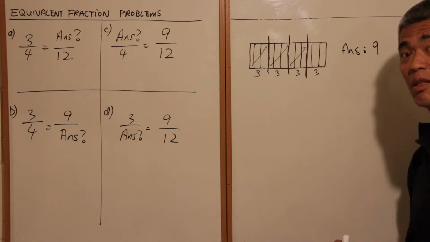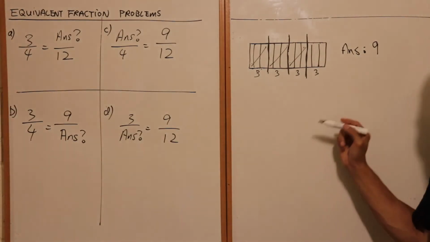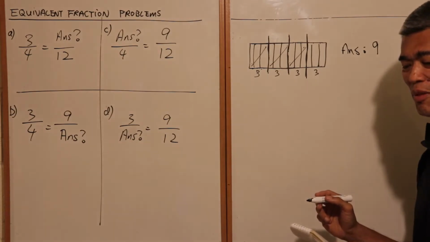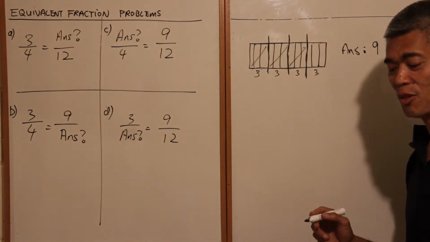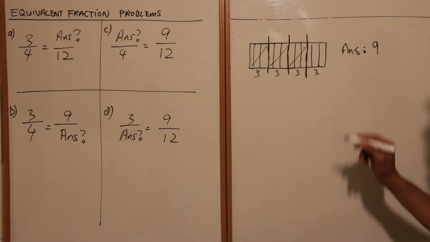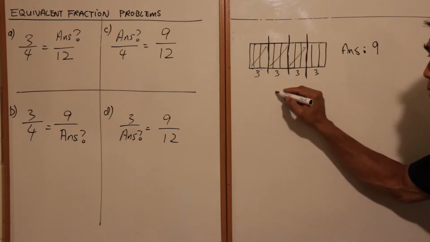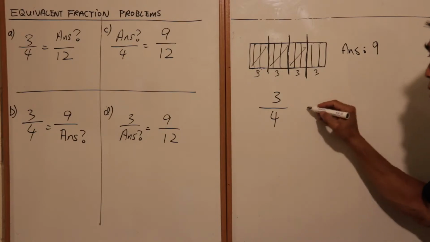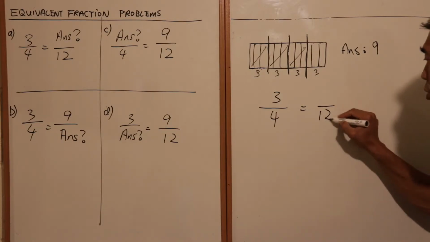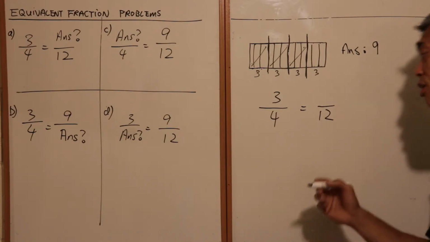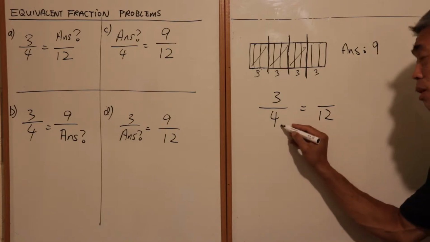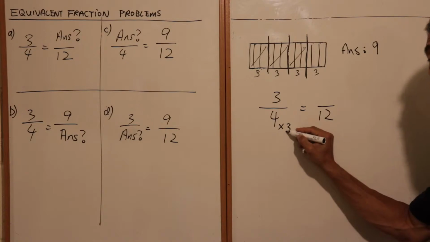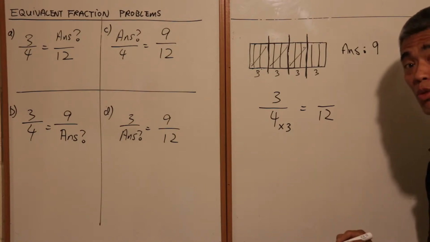9 shaded parts. So how can I find the answer without drawing boxes? Now the key to that is to figure out what you have to multiply with 4 to give you 12. Again, if you are really good with your multiplication table, you know that 4 times 3 gives you 12.